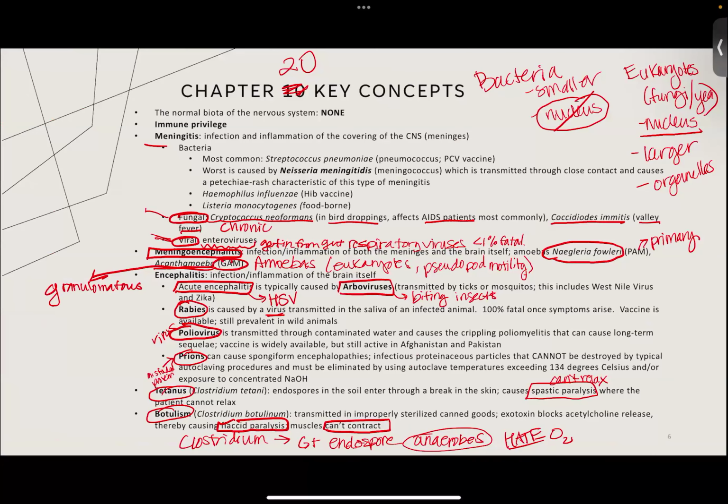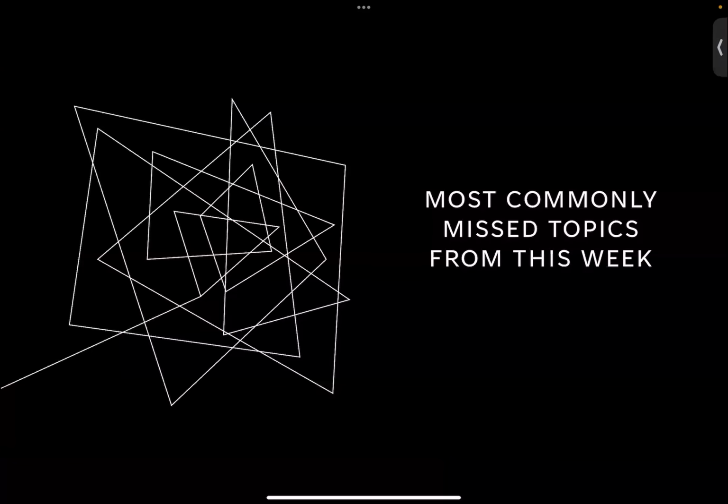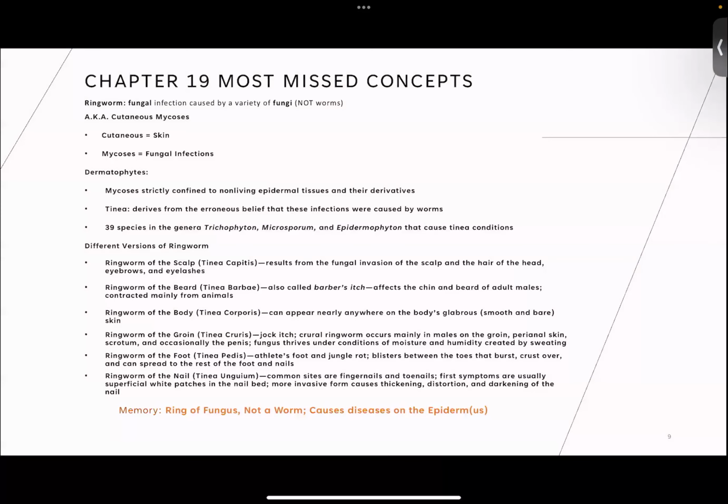You die from the paralysis of your diaphragm. You can't breathe. From both of these, tetanus and botulism, your diaphragm is paralyzed and you can't breathe and you die. With tetanus, it's because your diaphragm is seized up and can't relax and you can't get that breathing in and out from that. With botulism, your diaphragm is completely relaxed and can't contract to get that breathing in and out, but the effect is the same. All right, let's go over our commonly missed topics.